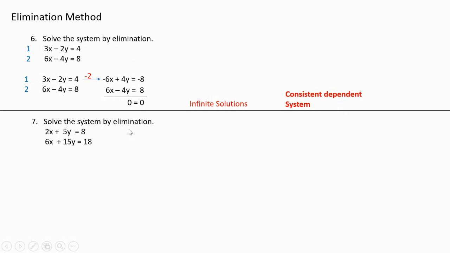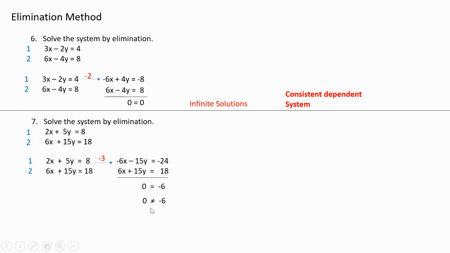Now, number 7, okay? So again, equation 1 and 2. So I'm going to get rid of the x's, right? So I'm going to multiply equation 1 by negative 3. So if I multiply negative 3 times every term on equation 1, this is what results: negative 6x minus 15y equals negative 24. So equation number 2, we just slide it over, and then we add them. So this will give us a 0 and a 0. So 0 equals negative 6, which means this is not true, right?